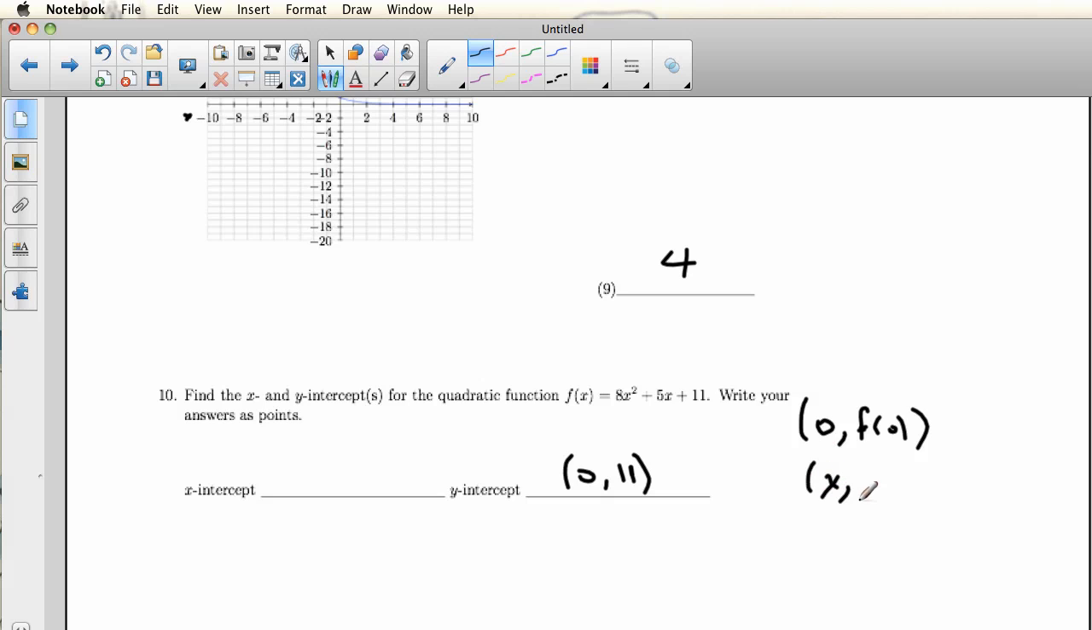The x-intercept comes from places where the y-coordinate is 0. So in order to find that, I've got to set the function expression, 8x squared plus 5x plus 11, equal to 0. Remember, the function expression is describing the y-coordinates. So this is my formula for a y-coordinate, and I want that to be 0. So I need to solve this for x. So this is quadratic. It already has 0 on that side.